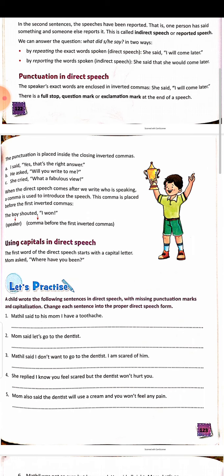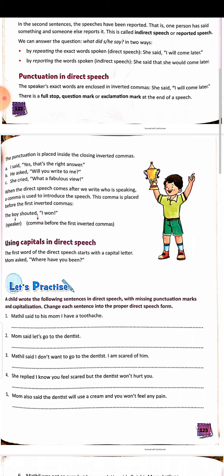When the direct speech comes after we write who is speaking, a comma is used to introduce the speech. This comma is placed before the first inverted comma. So when we write in direct speech, we have to say who is speaking, then we have to put a comma, then we have to give the inverted comma, and then the statement, then close the inverted comma after the full stop or the question mark or the exclamation mark.